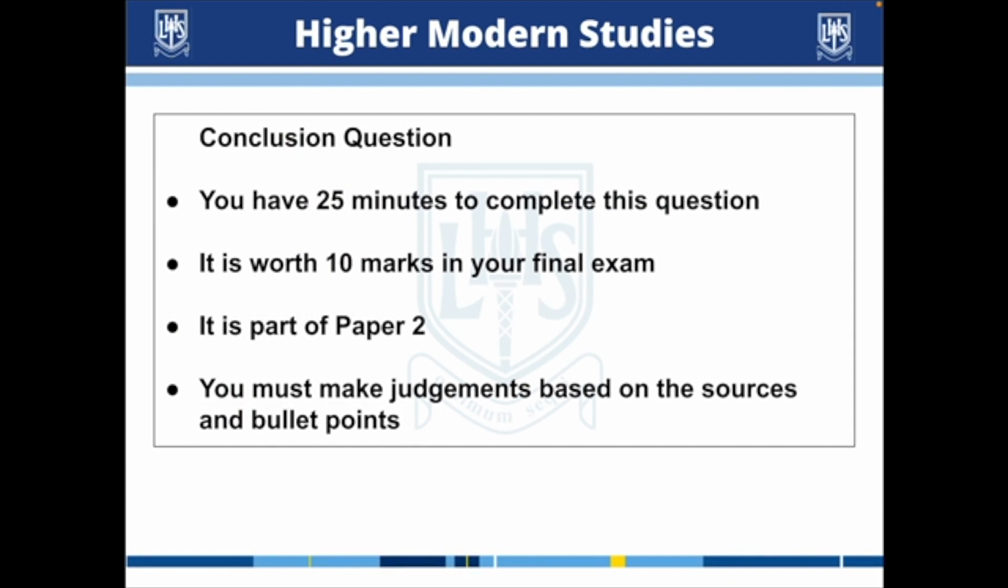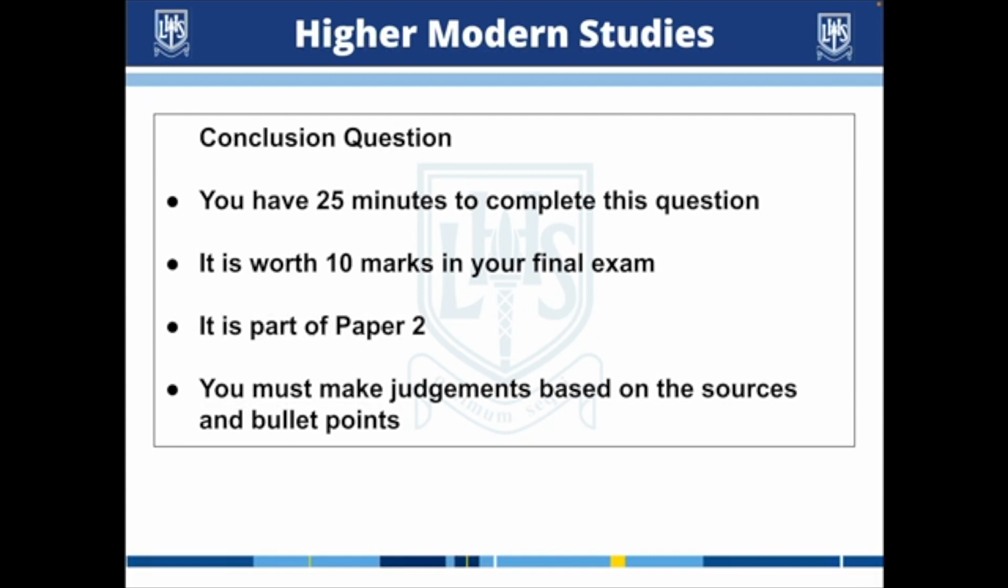The next type of source question in Higher Modern Studies is a conclusion question. Just like with an accuracy question, you have 25 minutes to complete this question in your exam, and it's worth 10 marks. So it's another quite big question in terms of the amount of time it takes compared to the amount of marks you get. The main point of this is yet again not to show any background knowledge, but just to show your own skills. Can you draw a conclusion? Can you pick out information that backs up that conclusion? The hardest thing is making that initial judgment based on the bullet point you're given.